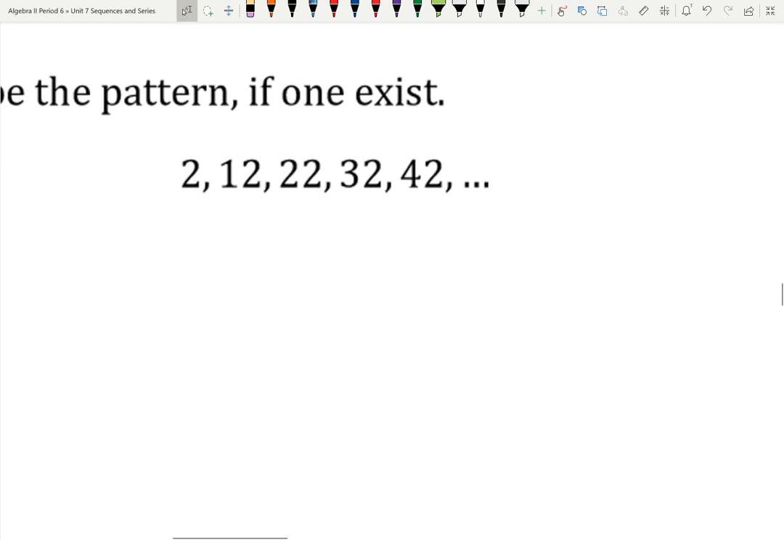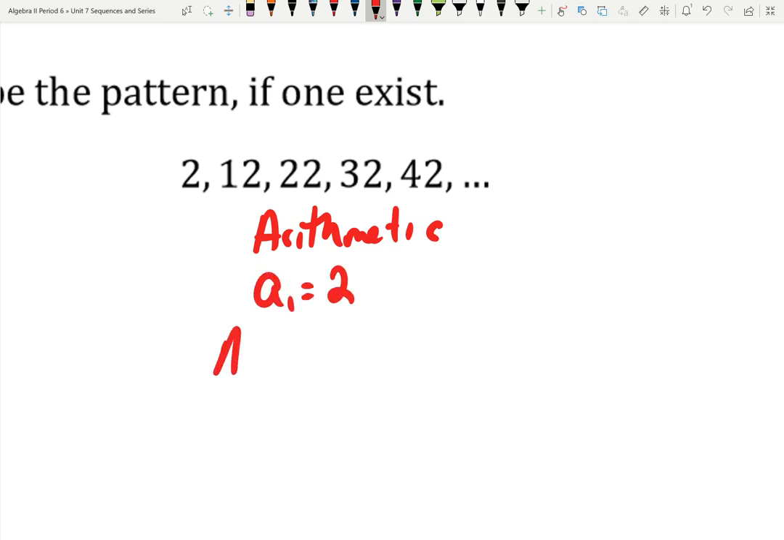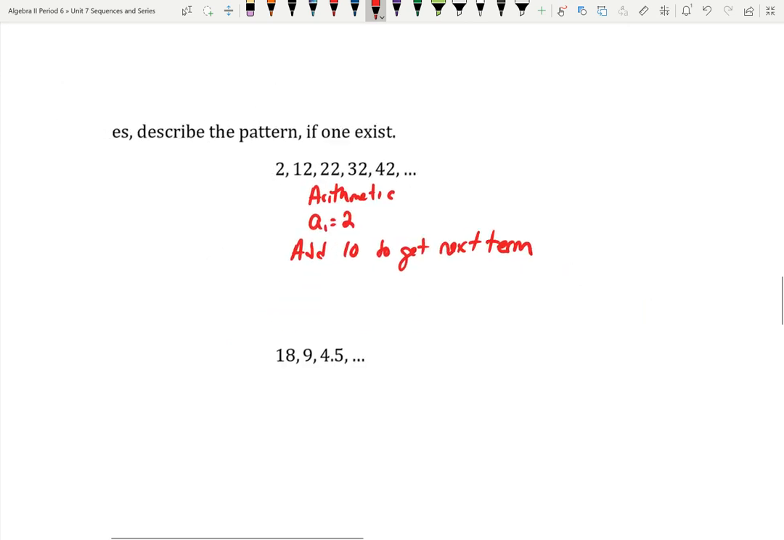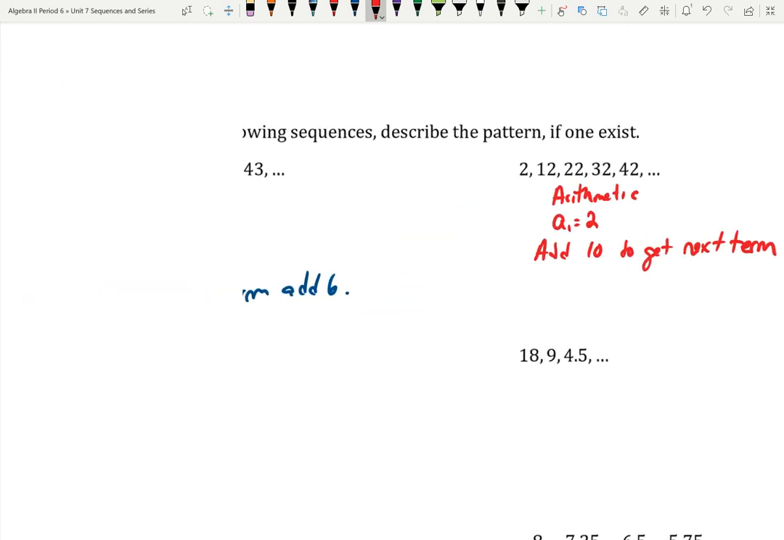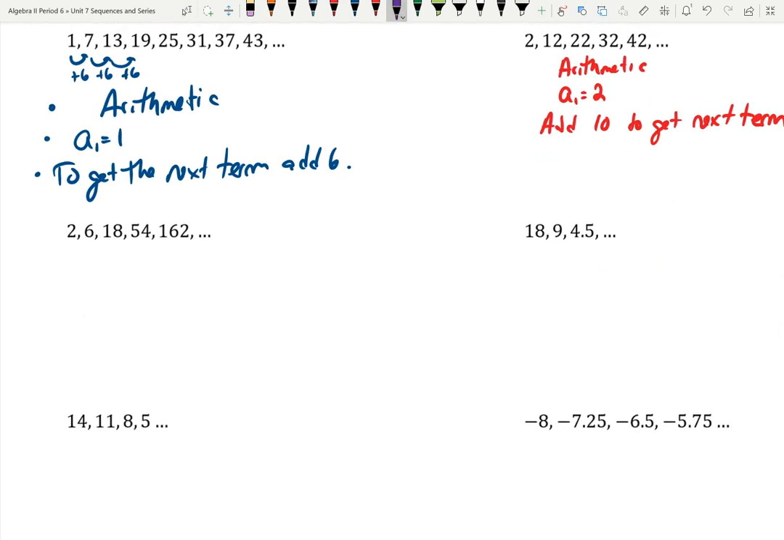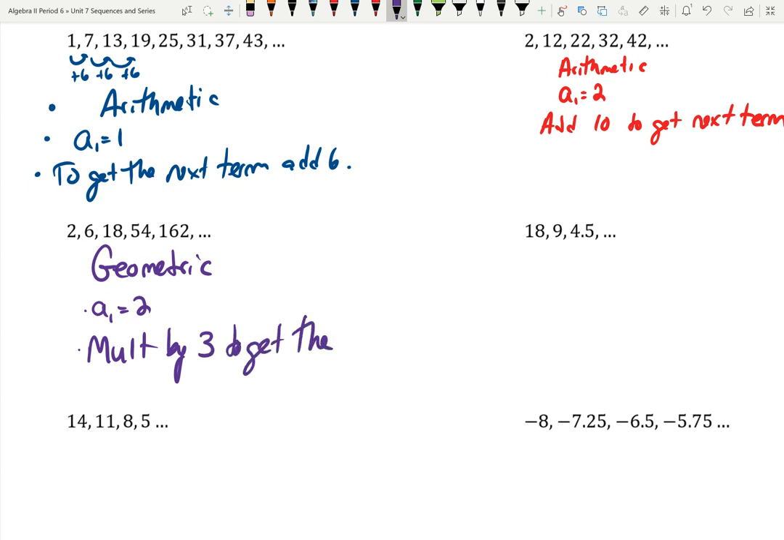So sliding over here, this is an arithmetic sequence. We start at 2 and we add 10 to get the next term. Uh-oh, it's not happy. There we go. 2, 6, 18. This is a geometric sequence. Why? Because we keep multiplying by 3. So we start at 2 and we multiply by 3 to get the next term.